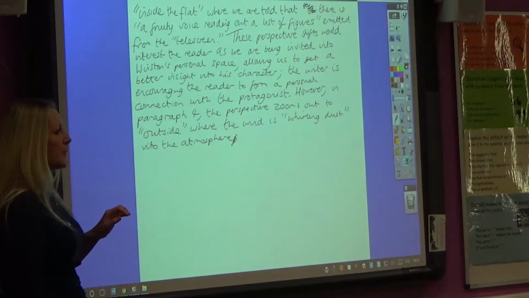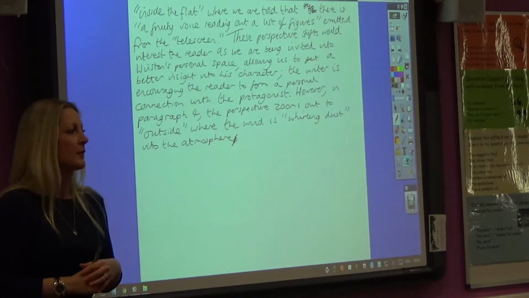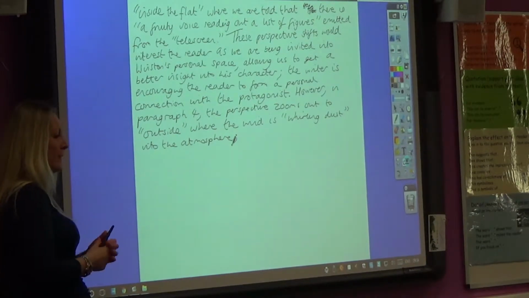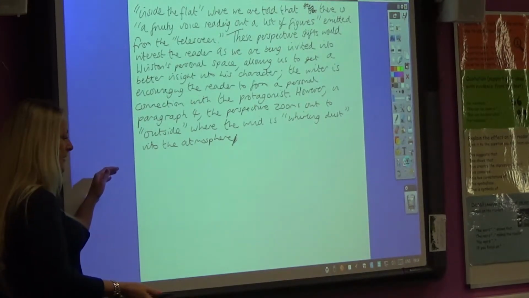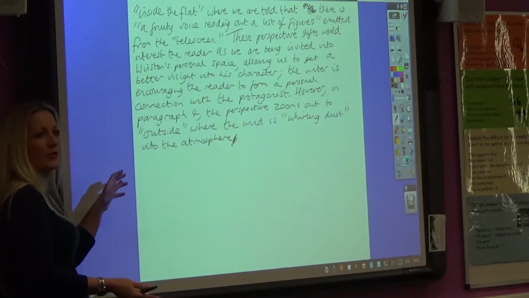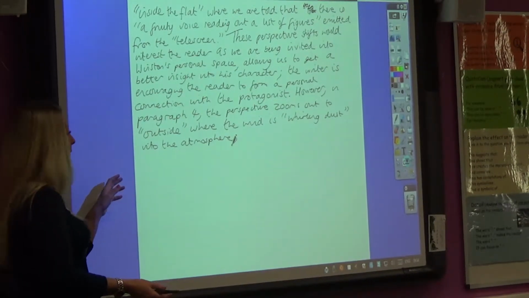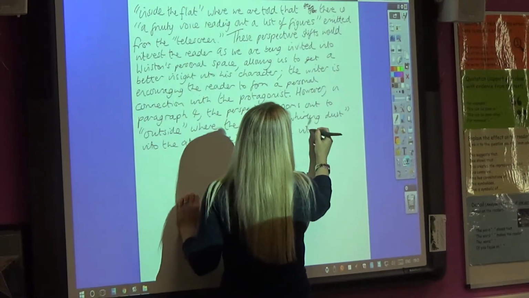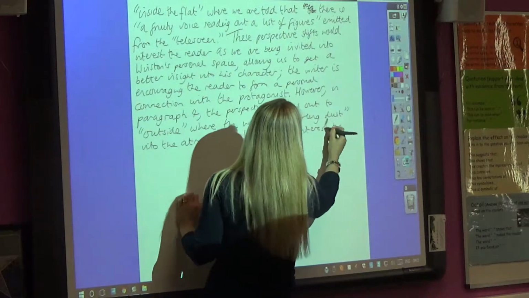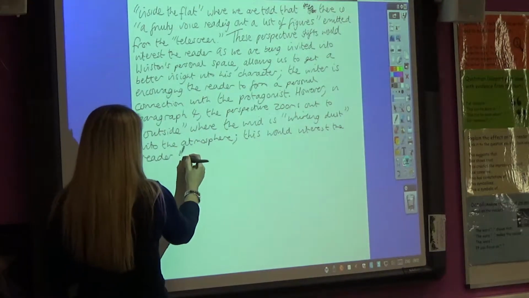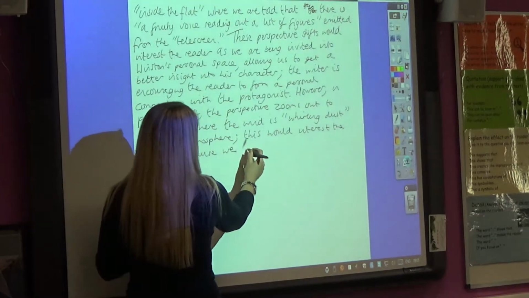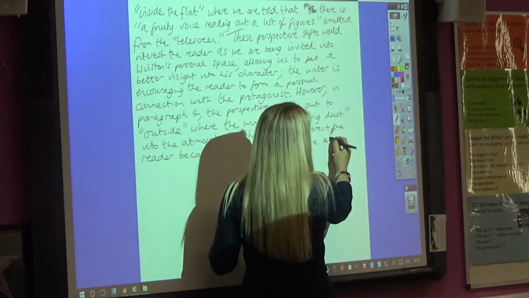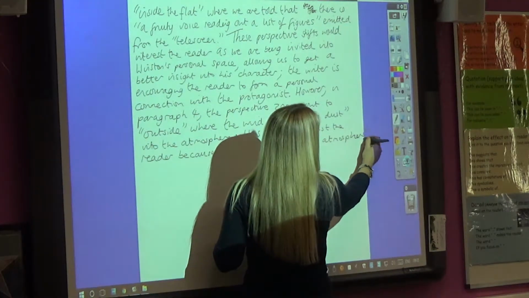So why do you think the perspective zooms back outside? What did we say about that? Can you remember? What's being proven about the beginning of the text and the end of the text? Has anything changed? No. Okay. So, final comment on the reader. So this would interest the reader because we can see that the atmosphere has not changed from the beginning to the end of the text.